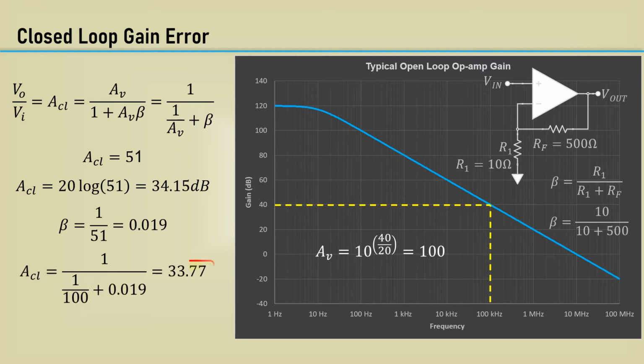The actual closed loop gain is a disappointing 33.77. That's only 66% of our desired gain of 51. By the way, this closed loop gain equation we derived from the control loop math only applies to the non-inverting configuration.